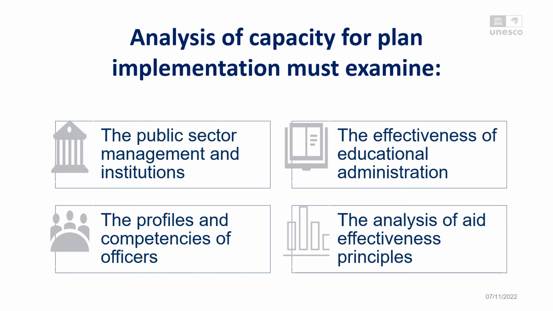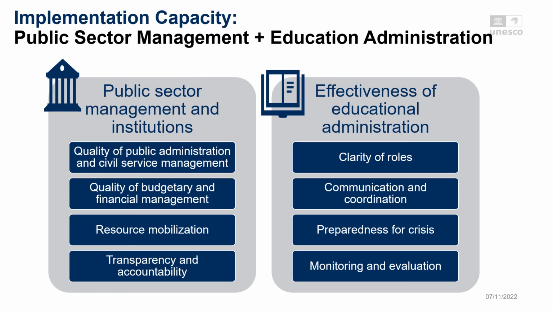In some cases, it might be helpful to conduct an institutional analysis to highlight problem areas and help ministries overcome capacity constraints. An overall analysis of capacity for plan implementation must examine the following: the public sector management and institutions, the effectiveness of educational administration, the profiles and competencies of officers, and the analysis of aid effectiveness principles. First, we will look at public sector management and institutions.